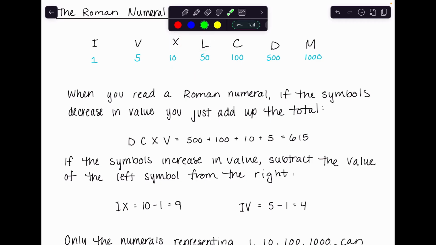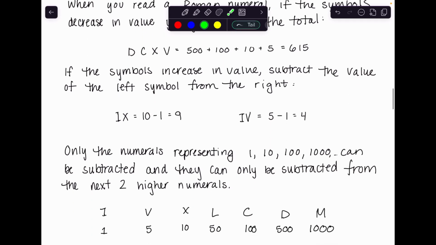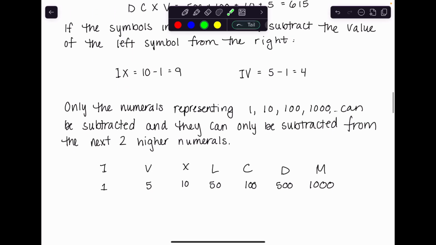So anytime you have a 4 or a 9 in a place value, that's when you're going to have to do this method. So only these numerals 1, 10, 100, and 1,000 can be subtracted to be able to get a 4 or a 9. And you can only subtract it from the next higher two. So 1 can be subtracted from 5 and 10 to give you 4 and 9. But I'm not going to do 1 from 50 to give me 49. I would write that in a different way.